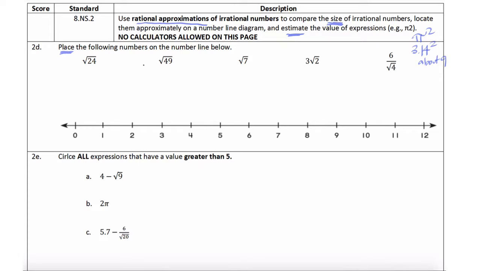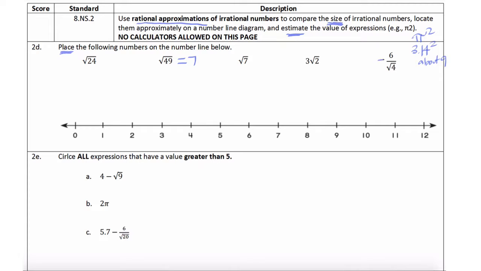So let's start with some of them that are perfect squares or whole numbers. Square root of 24, nope. Square root of 49, yes. Square root of 49 is 7. That is a whole number. I skipped this one because we're going to find in a minute that it's not going to be a whole number. Square root of 7, that's not going to be a whole number. It's not a perfect square.